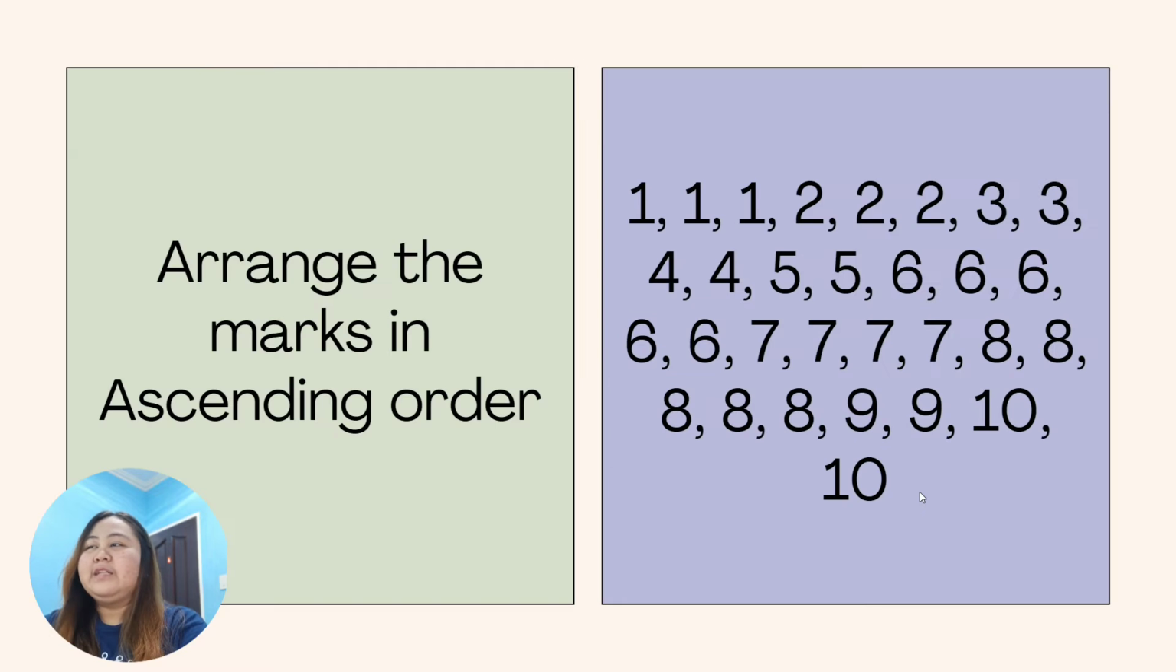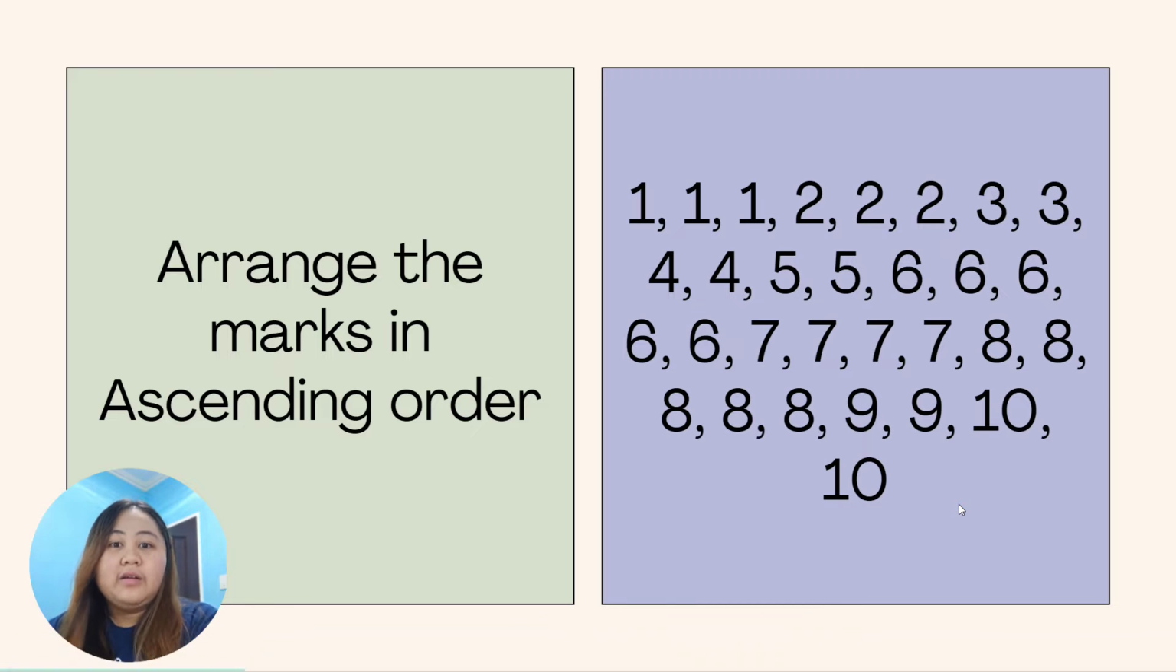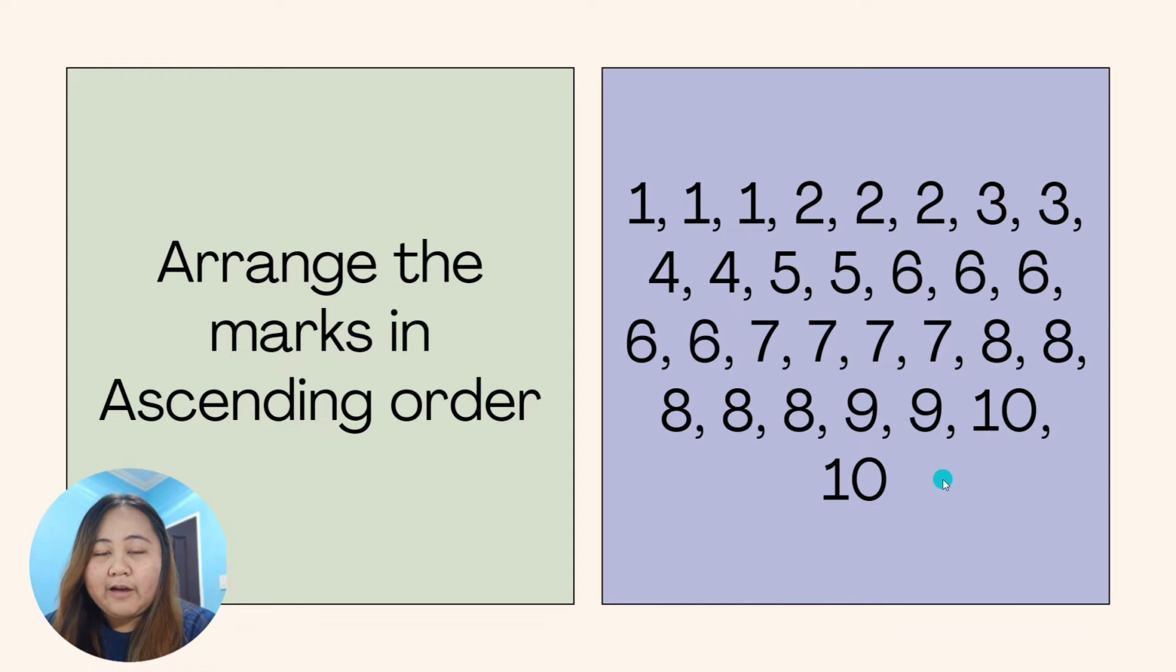So, our first step is to arrange the marks in ascending order. This is important, or it is up to you. But for me, it is important because with the ascending order of the data, it is easy to identify the lowest value and the highest value, because we're going to use the lowest and highest value later on. So, this is the ascending order of our given data.